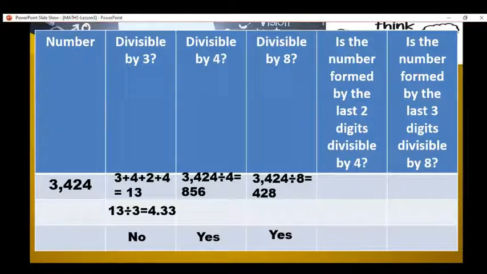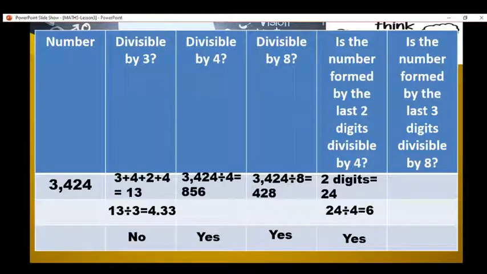What are the last two digits of our given number? Okay, look at the given number, 3,424. So what are the last two digits? That is 24. So, is this divisible by 4? Let's find out by dividing it. 24 divided by 4 is equal to 6. So, the answer is yes.